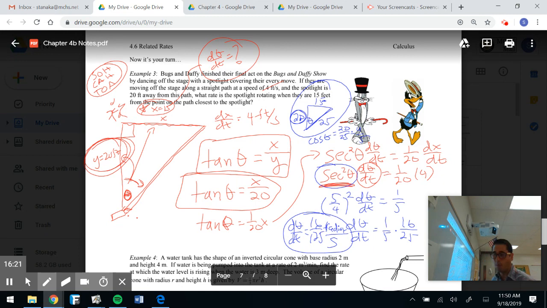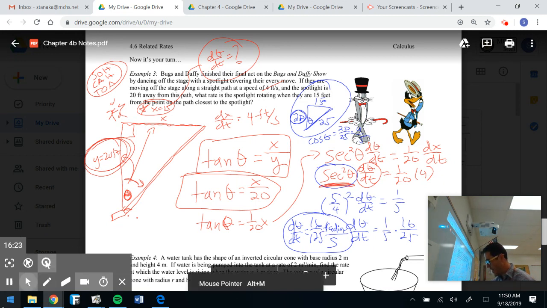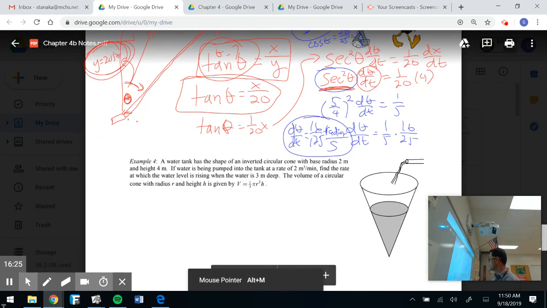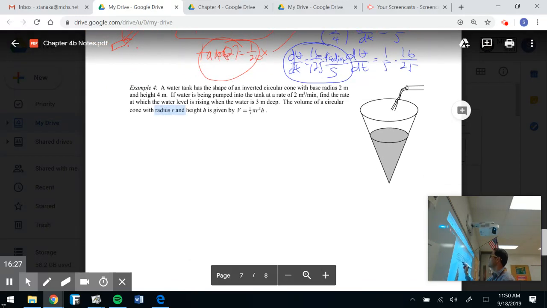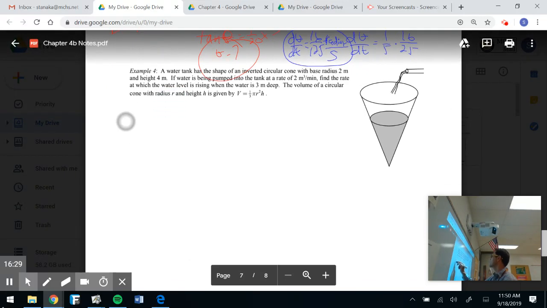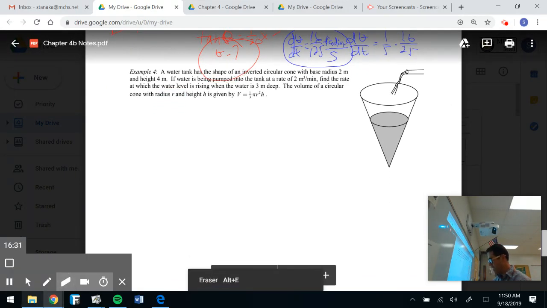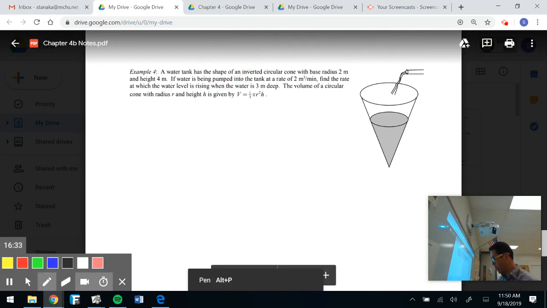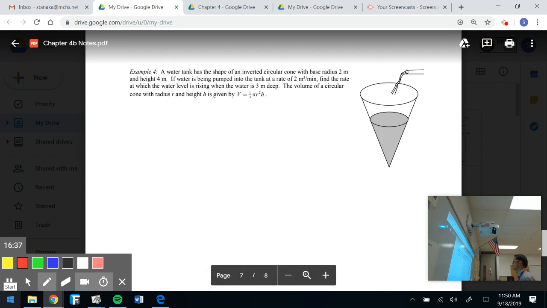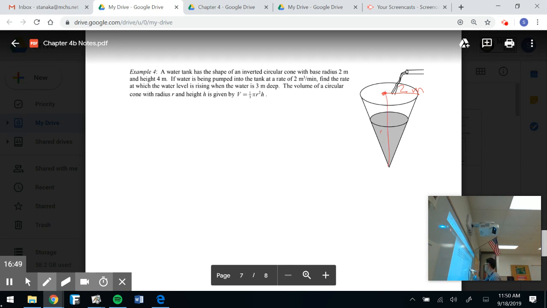All right, here we go. We got one more. Okay, and the goal, right, class, is we get these guys done in 25 minutes. Here is the most important problem. You will see it as at least a multiple choice question on your AP exam. Okay, a water tank has the shape of an inverted circular cone with a base radius of 2. So it's got a radius of 2. I'm going to use my picture right here to draw on it. And it has a height of 4 meters.